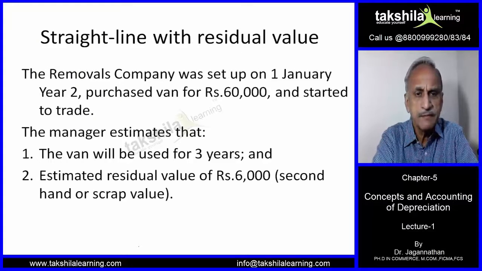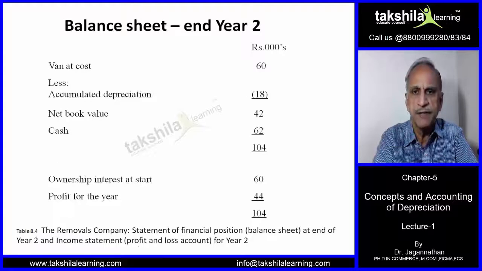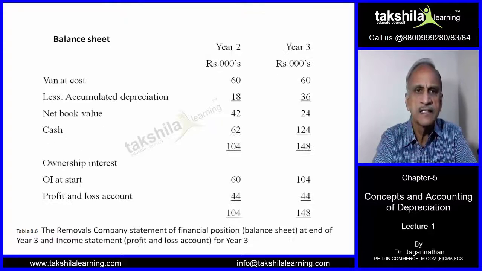Sometimes straight line with a residual value could be there, which I have explained to you earlier also. 60,000 minus 6,000 is 54,000 divided by 3, so 18,000 will be the depreciation every year. That you can see in this example of reducing it. Second year, income statement in the second year and the balance sheet second year and third year.